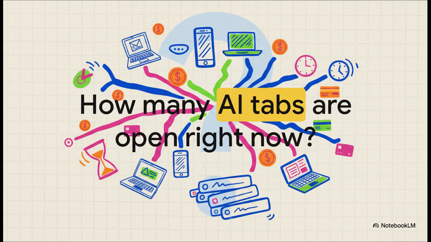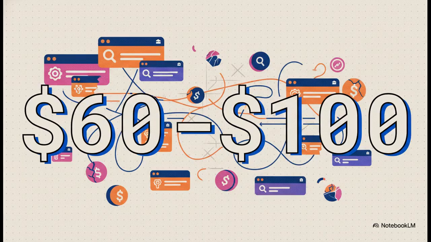Every time you open a new tab, paste in your context again, and re-explain exactly what you're working on to a model that has completely forgotten who you are, well, that is agonizing friction. If you do that 10 times a day across ChatGPT, Claude, and Gemini, you have literally lost nearly an hour of productive work. And the painful financial truth behind all of that tab switching?